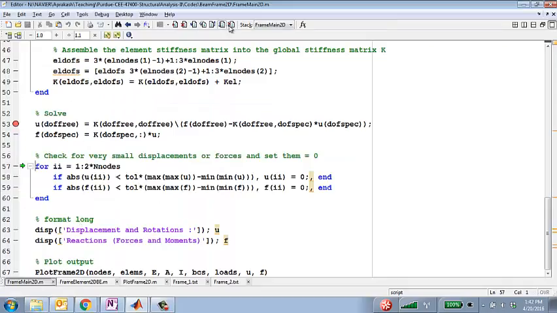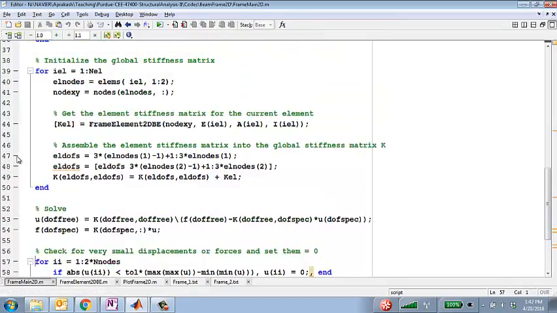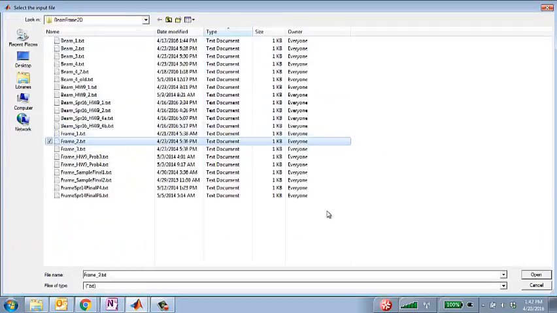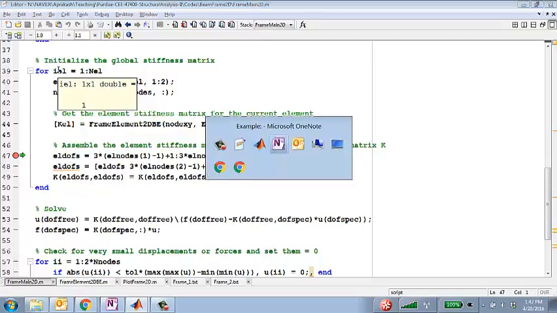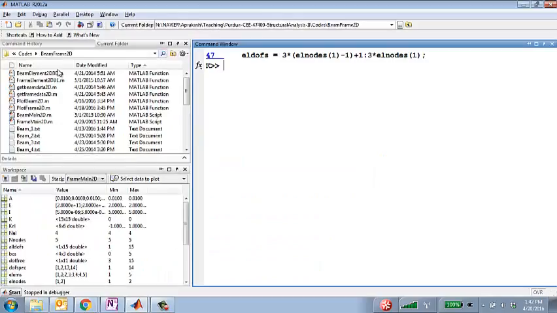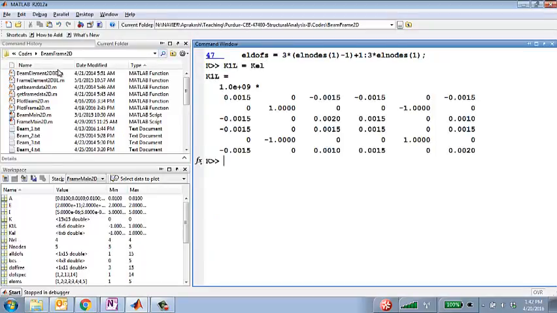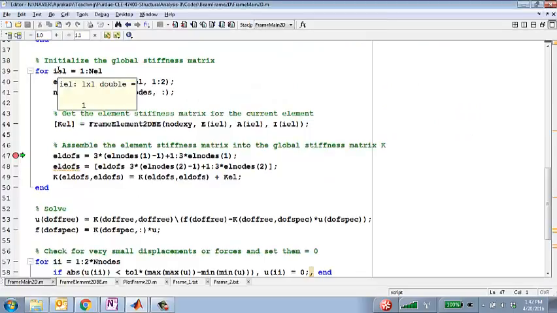I'll run this code again. I'll place a breakpoint here and run it again, choosing my input file frame 2. At this point, K element is the element stiffness matrix for element 1. I'll store it as K1 local equal to KLM. So that's the element stiffness matrix for element 1. This is exactly what I'm expecting you to do for the homework as well. But more importantly, you should understand what's going on in this code.